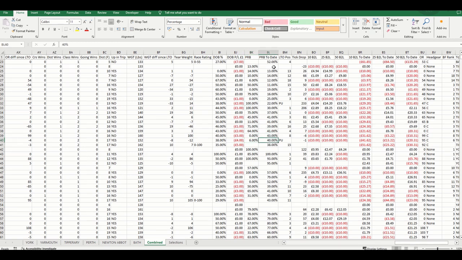Percentage of rivals beaten to date, so that's a running average of how many horses this horse has beaten in the field. Last time out position, tick drops. This is looking at the money made if you were to back to lay. So backing at a Betfair SP, laying at 10 ticks below, 25 ticks below, 50 ticks below in that race. You can see this horse didn't drop, which is why you would have lost your £10 stake.